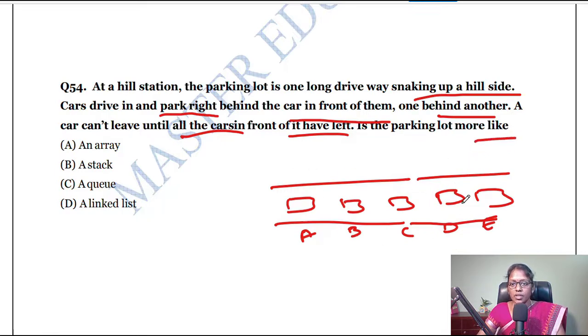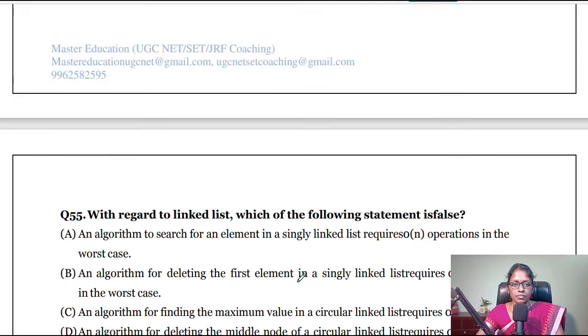So what kind of structure is this? This is nothing but a queue structure, first in, first out. Whatever car came first will be removed first, right? So this will be similar to a queue data structure.